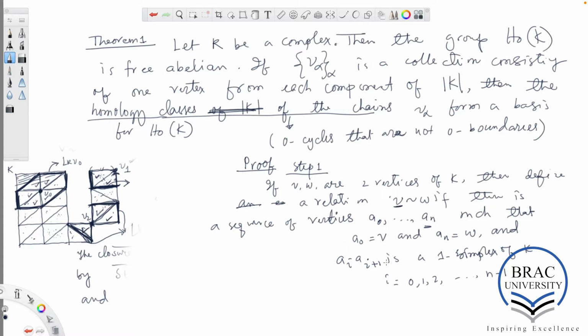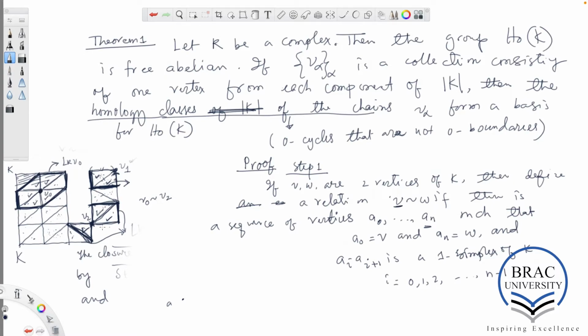Okay, so it means that, well, in this example, say you have in this picture K, in this complex K, you use V0 and say this is V2, so we can say that V0 is equivalent to the vertex V2 because V0 and V2 can be connected by one simplices lying on the complex K.